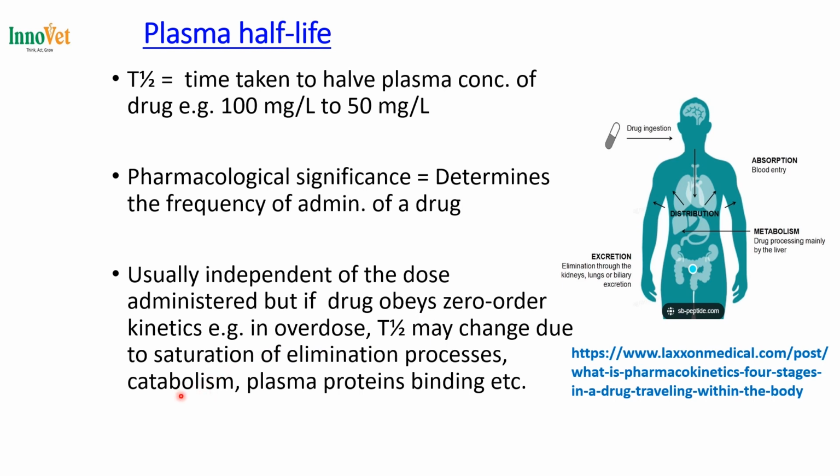Well, also catabolism can play a role in the half-life, catabolism or metabolism of these drugs within the liver, and those drugs that are bound strongly to plasma proteins, for example albumin, have a longer half-life. So these are some of the factors that will affect the half-life: the saturation, the catabolism, and the plasma protein binding.